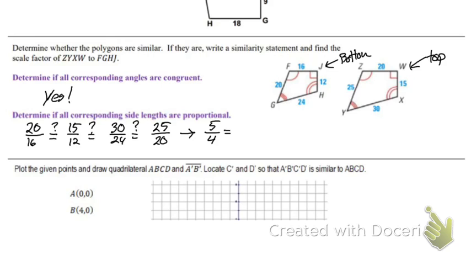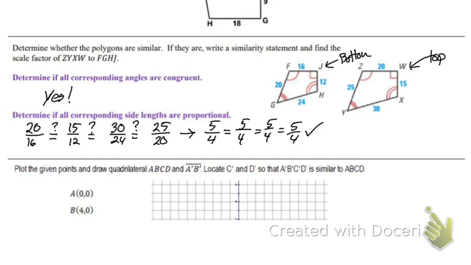3 goes into 15. Hold on. Okay, we're good. My thing was just jumping for some reason. So 3 goes into 15 5 times. 3 goes into 12 4 times. And quick spoiler alert, they're all going to work out as 5 over 4, so they're all proportional, so it works out. These two shapes are similar.